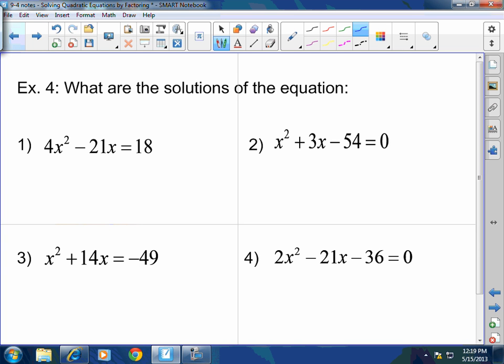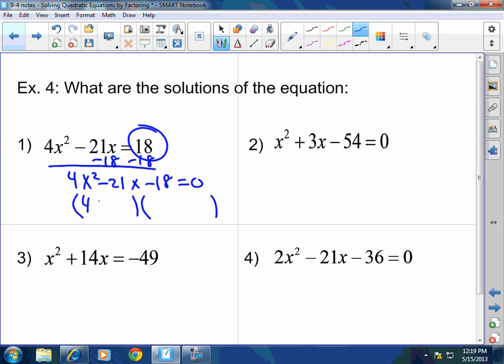Okay. So first of all, what do I do with this 18? I got to subtract 18 to both sides. Yes, guys. Because I got to set this equal to 0. So I got 4x squared minus 21x minus 18 equals 0. You know me, I like my Cuban method. So I'm going to go 4x. If you want to do it the column method, God bless you, you can.